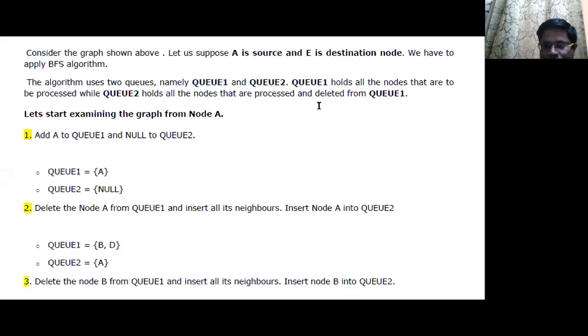And what does it do? Q1 holds all the nodes that are to be processed. It means Q1 holds the nodes that are to be processed and Q2 holds the nodes that are processed, and it means after processing, the nodes proceed to Q2 and are deleted from Q1. So let's take this example.